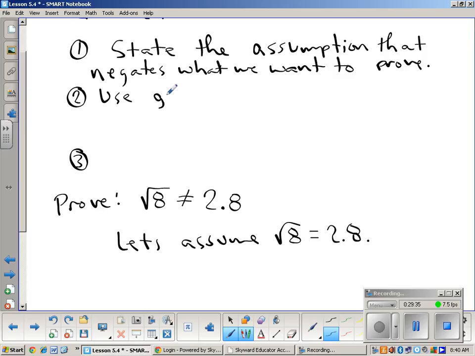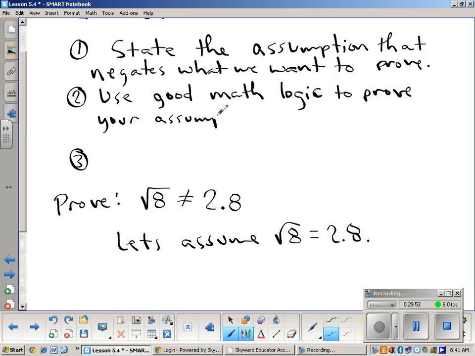Use good math logic to prove your assumption is true. Okay? Use good math logic to prove that your assumption is true, until you find a contradiction.